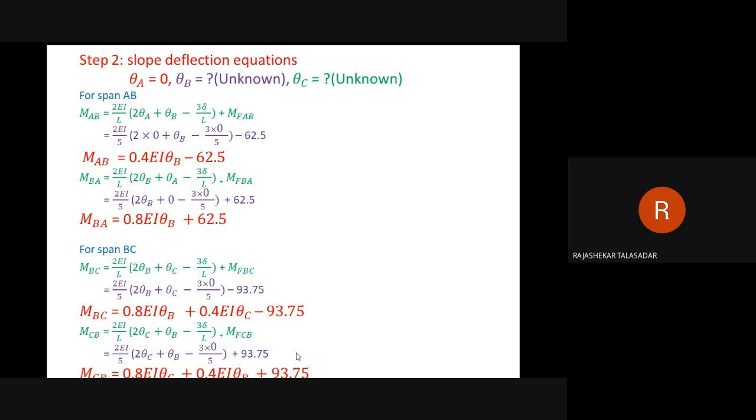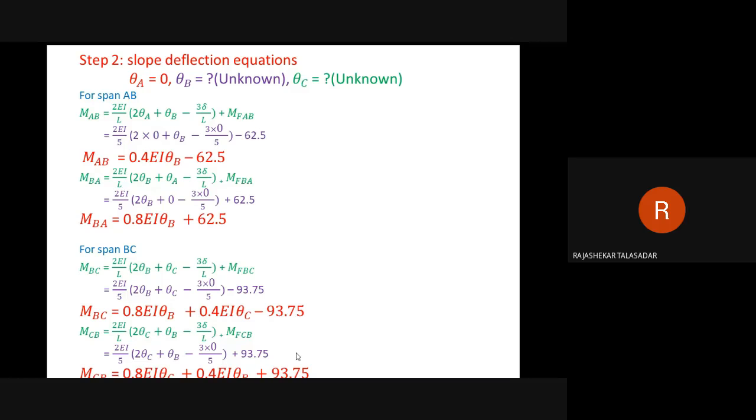Is this clear now how to write the slope deflection equations? By practice you will get this, but initially try to understand. Once you start doing the problems, you will understand this. Is this clear now the idea of writing the slope deflection equation? Yes? Anybody? Is there any doubts here? No, sir. Okay, thank you so much.